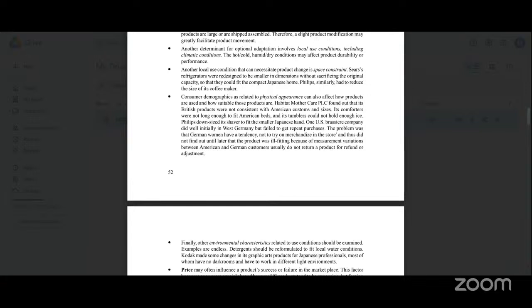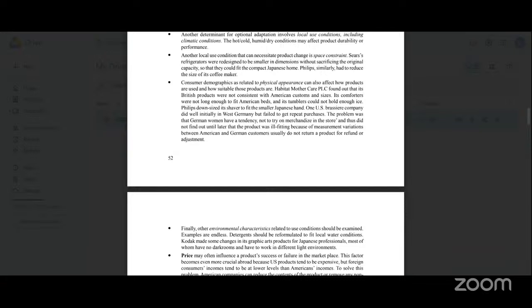So, when we talk about Sears as a company and look at their refrigerators, they were actually redesigned to be smaller in dimensions without sacrificing the original capacity so that they could fit the compact Japanese homes. Philips similarly had to reduce the size of its coffee maker to be made more aware.